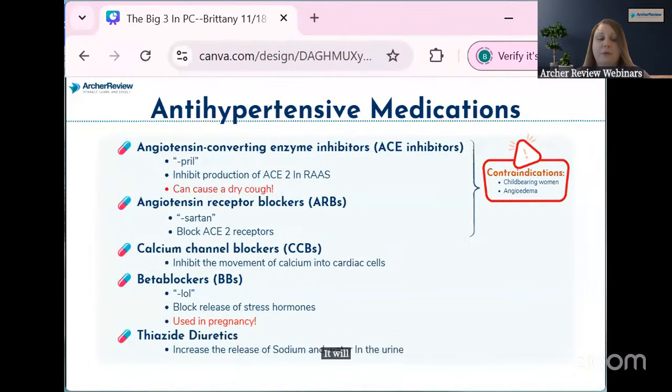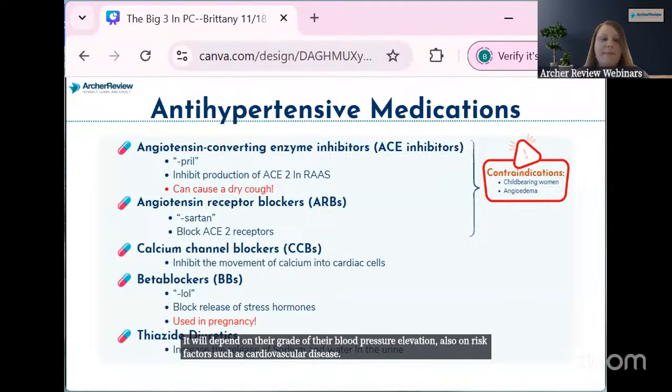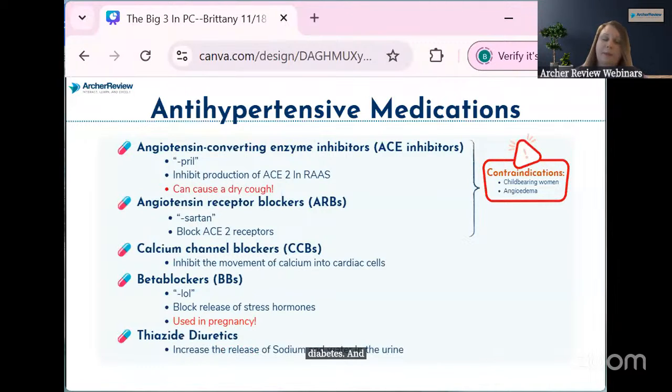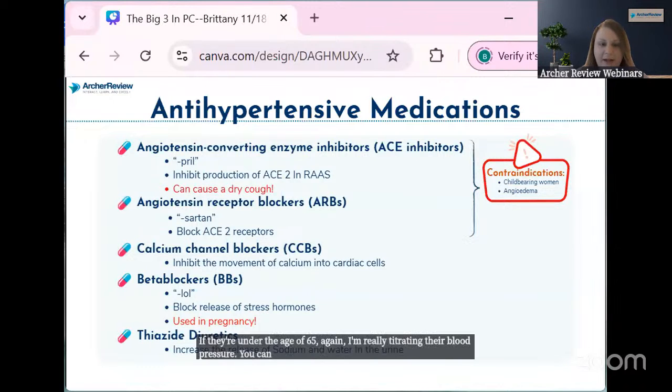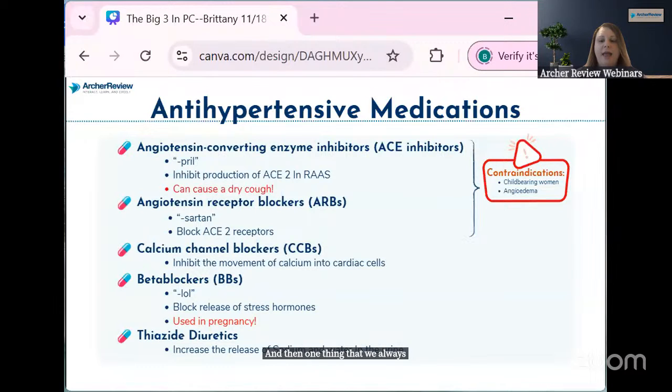It will depend on the grade of their blood pressure elevation, also on risk factors such as cardiovascular disease, diabetes. And again, these patients with comorbidities are going to have stricter guidelines, right? If they're under the age of 65, again, I'm really titrating the blood pressure. You can also use the risk calculator I showed y'all. It sometimes will give guidance on blood pressure as well. And then one thing that we always do is if their ASCVD is greater than 10%, then we're going to automatically start blood pressure medication even if they're only at stage 1. So that is one caveat there.